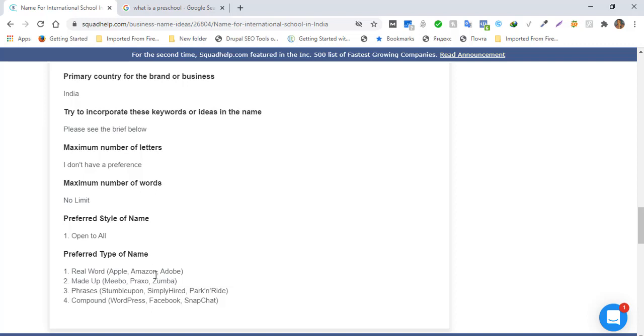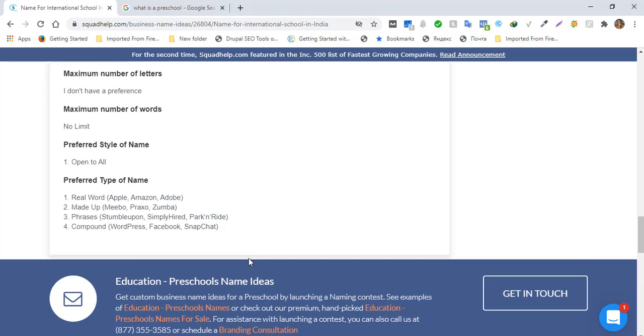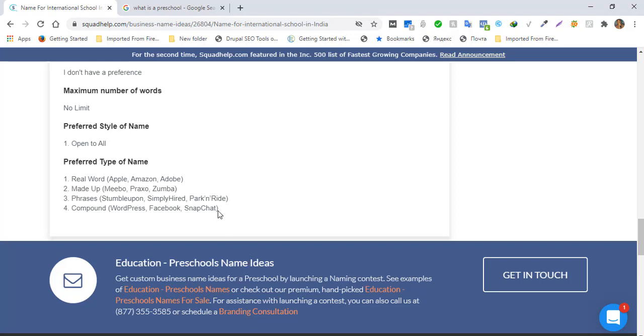Preferred type of name: real words, just like Apple, Amazon and Adobe. Then made up ones like Zumba, Mibo, Prazo. We are going to see how you can come up with all these names. You can get them easily. Then we have phrases like Stumble Upon. It's still one word. Stumble Upon is still one word.